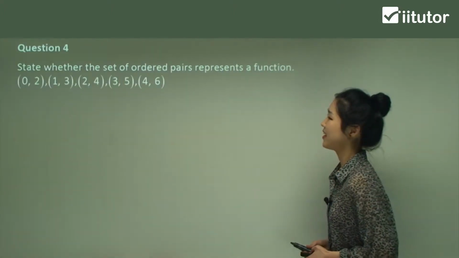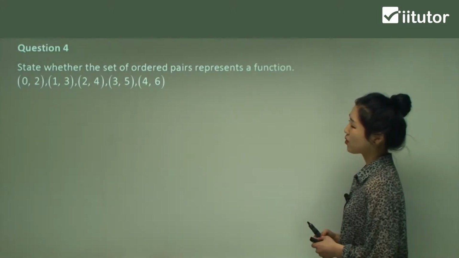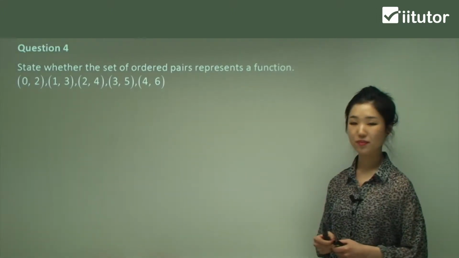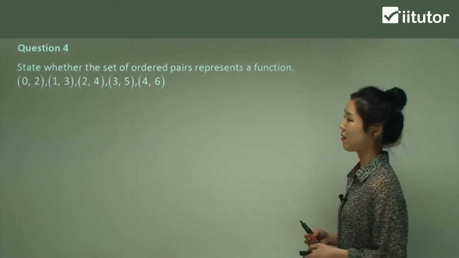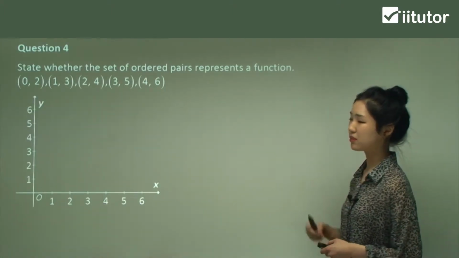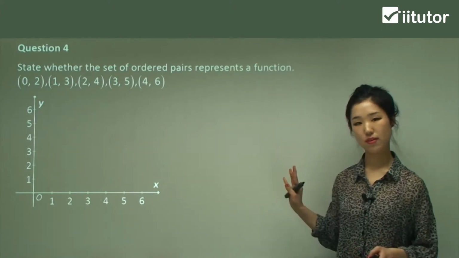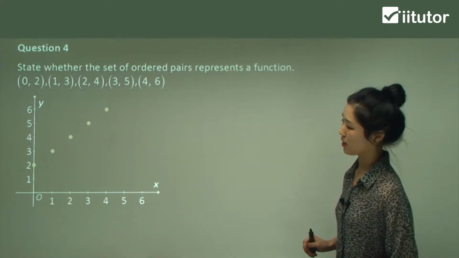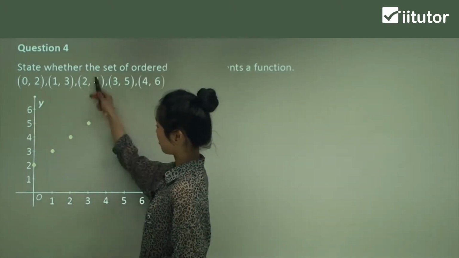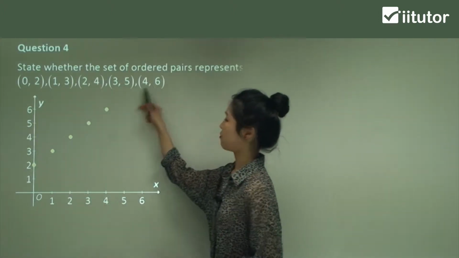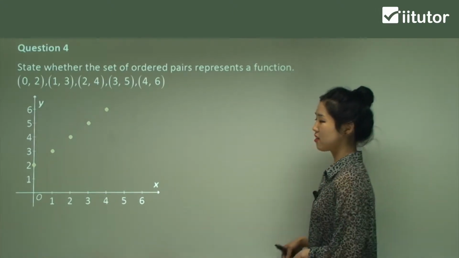Okay, question 4, state whether the set of ordered pairs represents a function. Okay, so we've got some pairs of coordinates. Now what I'll do is, this is my axes, I'm just going to plot it in, to see what the points look like. So I just put it in like that. 0, 2 is there, 1, 3 is there, 2, 4 is there, 3, 5 there, 4, 6 there. Just plot it, okay? Not a big deal.